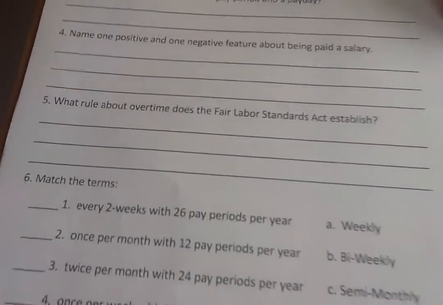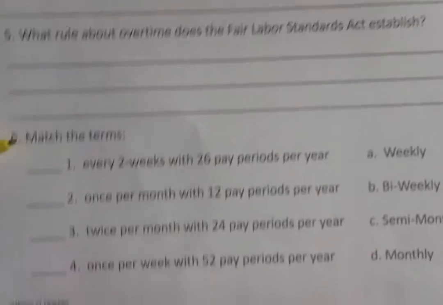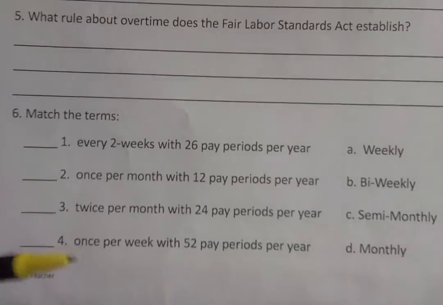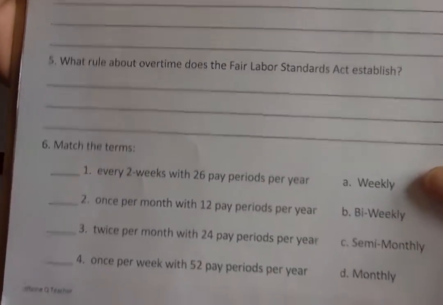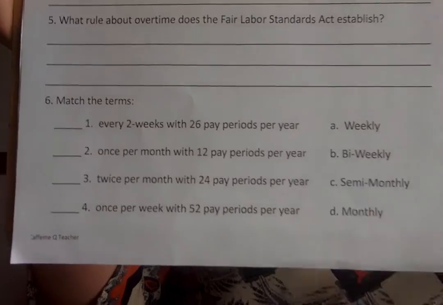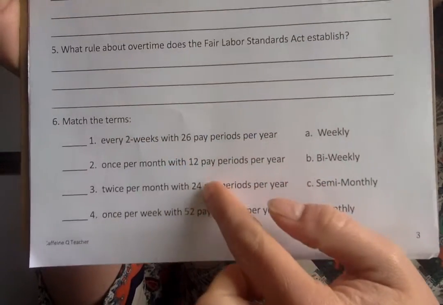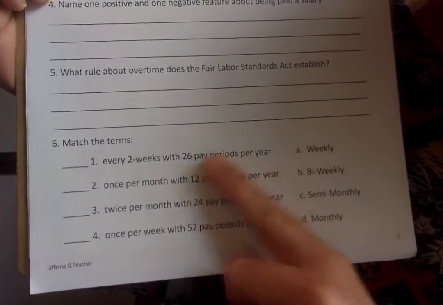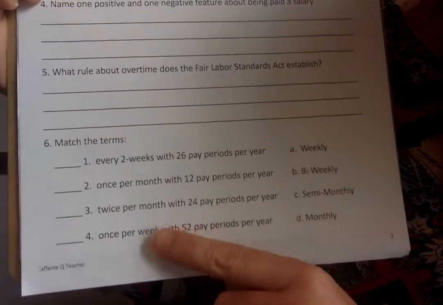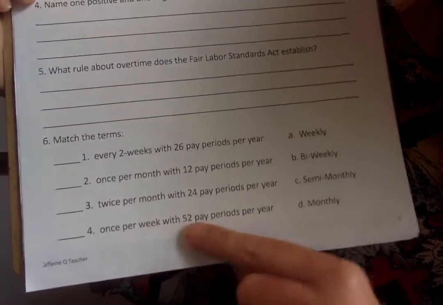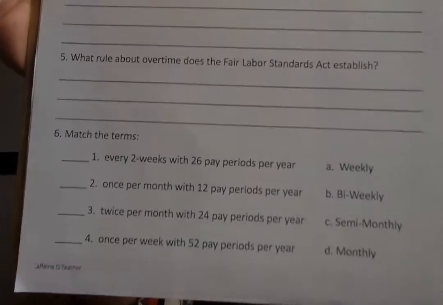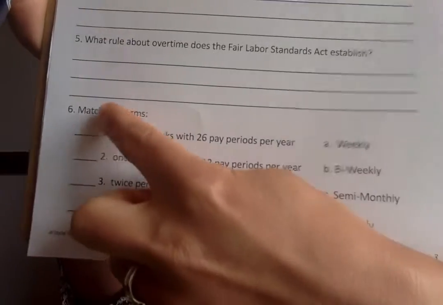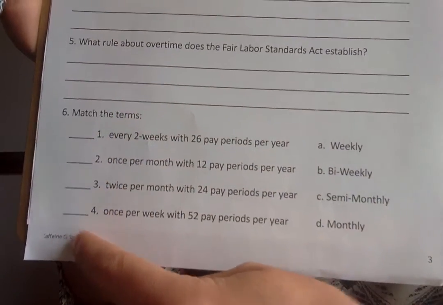So next we get into some matching here with the different pay periods. Match the terms. So we're looking for which one's weekly, bi-weekly, semi-monthly, and monthly, and which one matches the different intervals here of 2 weeks, every 26, once per month, twice a month, and once per week. What you're going to look at to match those correctly is you're going to put the letter that each one of these refers to here in the answer key.